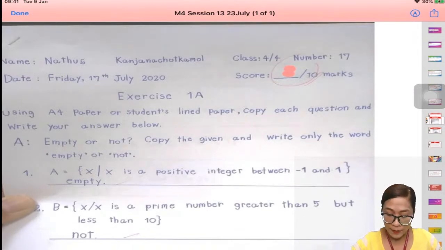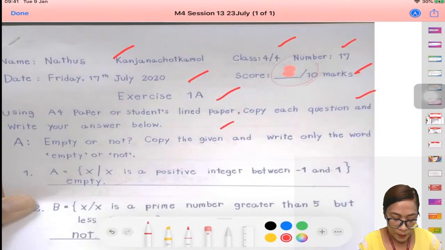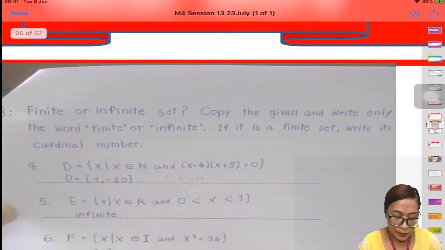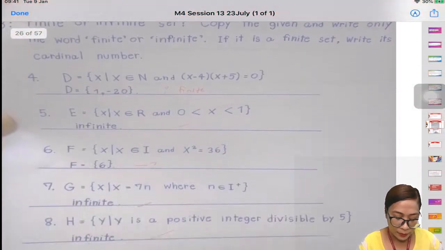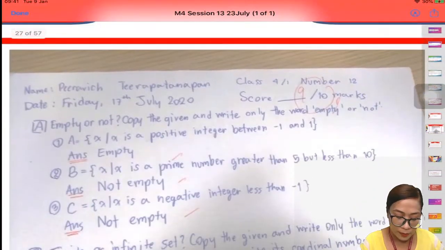Yeah, so he followed everything that I told you: name, class, number, the date, the score, exercise, and he copied everything, which is what I expect from you all the time, students. So this is from Natos of class 4/4. For the neat work, yes, this is it, neat work. And correct format, I consider the work of this.